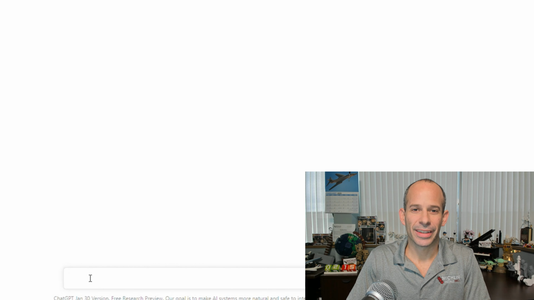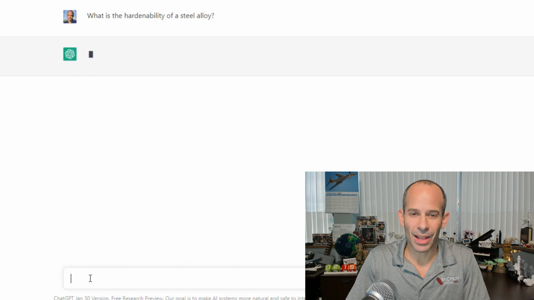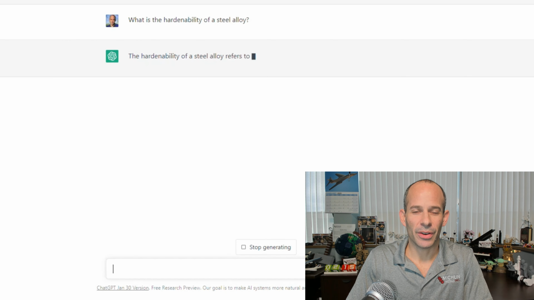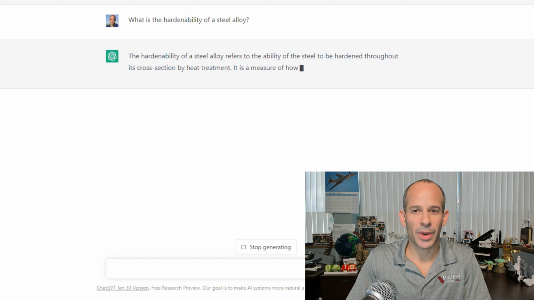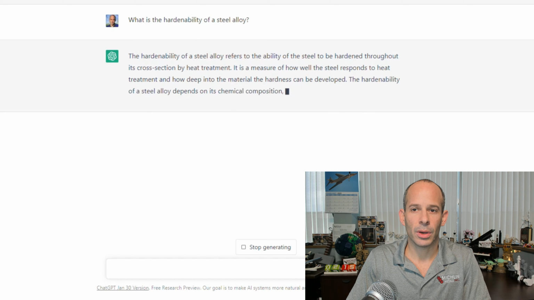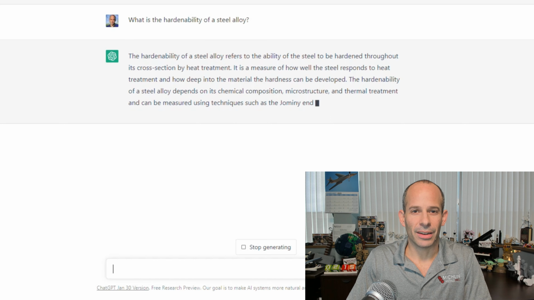Question number 1. What is the hardenability of a steel alloy? ChatGPT response. The hardenability of a steel alloy refers to the ability of the steel to be hardened throughout its cross-section by heat treatment. It is a measure of how well the steel responds to heat treatment and how deep into the material the hardness can be developed. The hardenability of a steel alloy depends on its chemical composition, microstructure, and thermal treatment, and can be measured using techniques such as the Jominy end quench test.